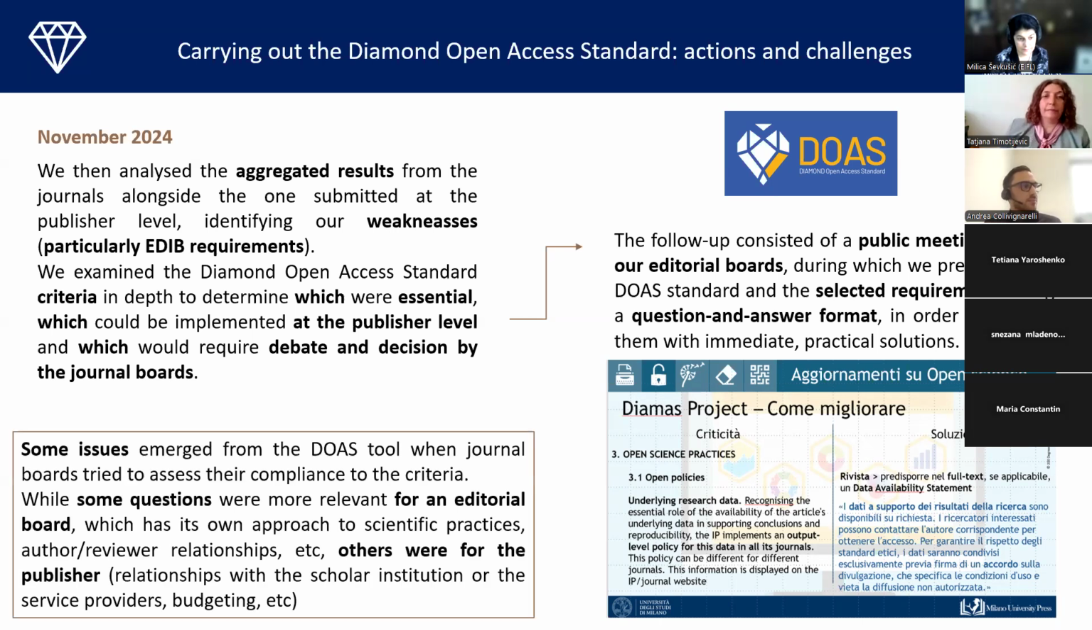Well, as I said previously with Milica, there was just an issue in the DOAS self-assessment tool: it's more built for a publisher that has maybe a stricter control on its journals, because some questions are more for an editorial board, others more for the publisher, the relationship between the governance and the publisher, or the budgeting, and maybe our boards, when they completed the DOAS self-assessment tool, were a bit confused on how to answer.